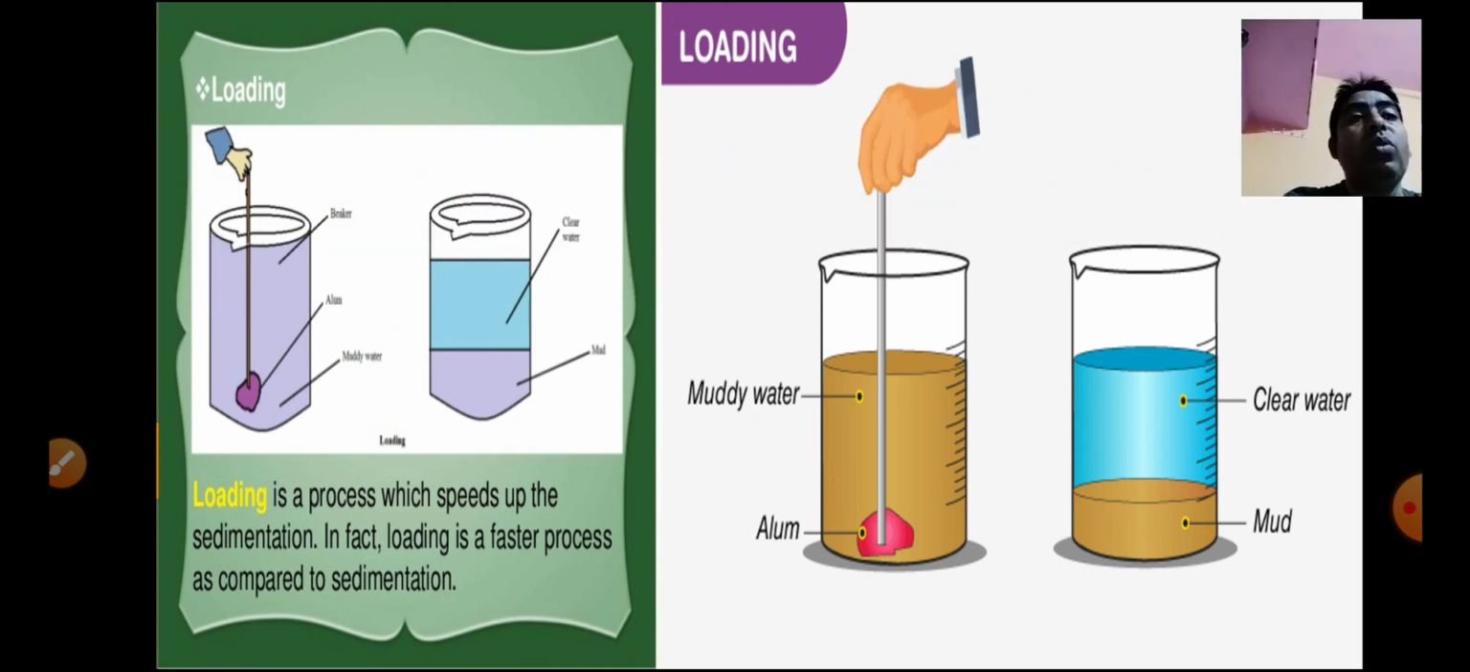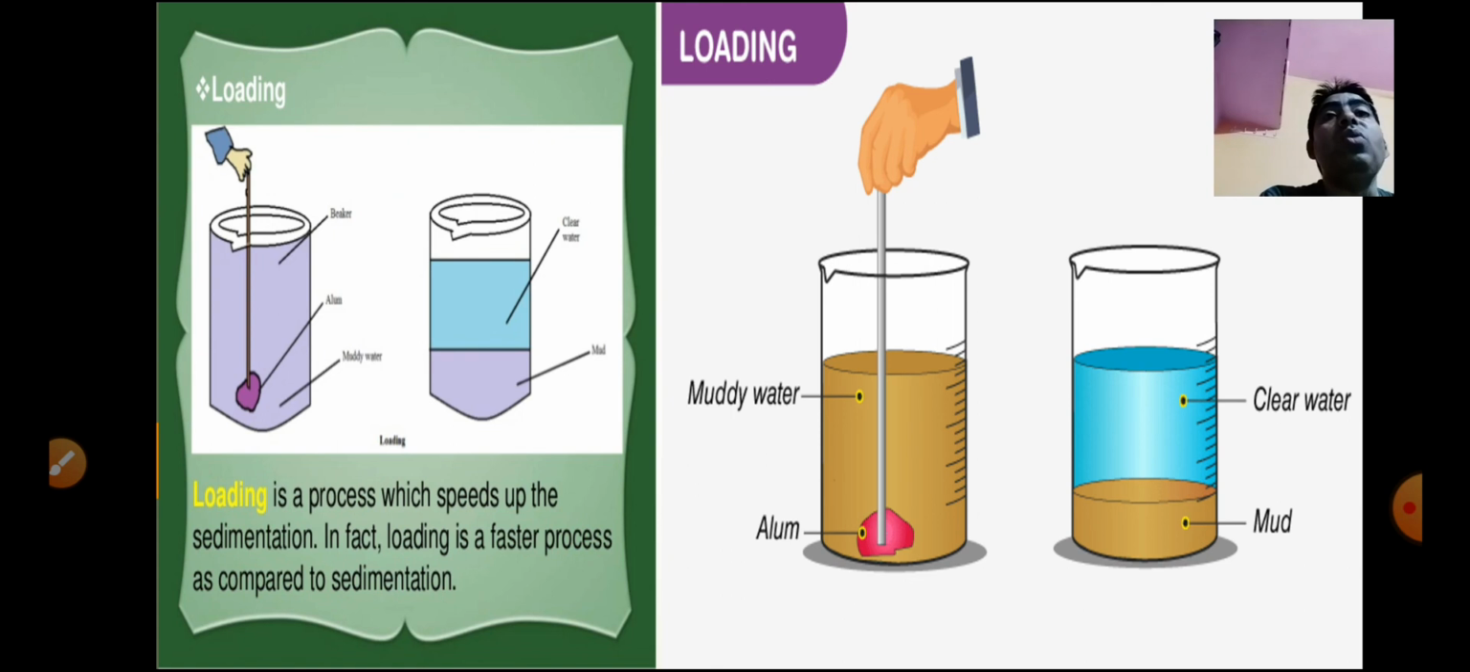Our next topic is loading. Sometimes, especially during the rainy season, water in rivers, ponds and lakes becomes muddy. This is due to the presence of very fine suspended clay particles in it, and these fine particles are very light and take a long time to settle down.